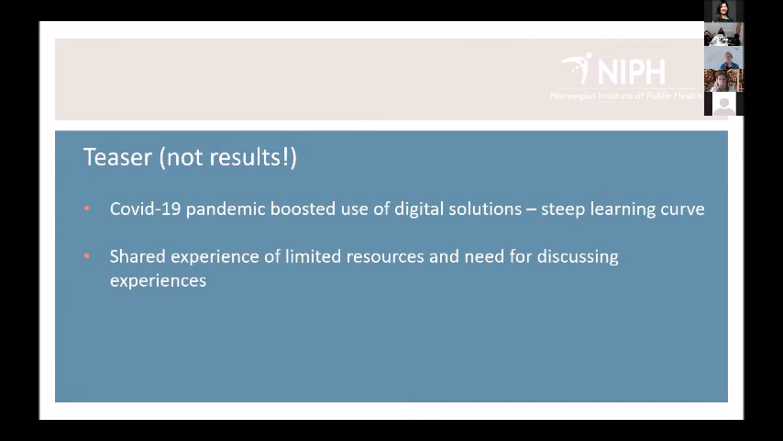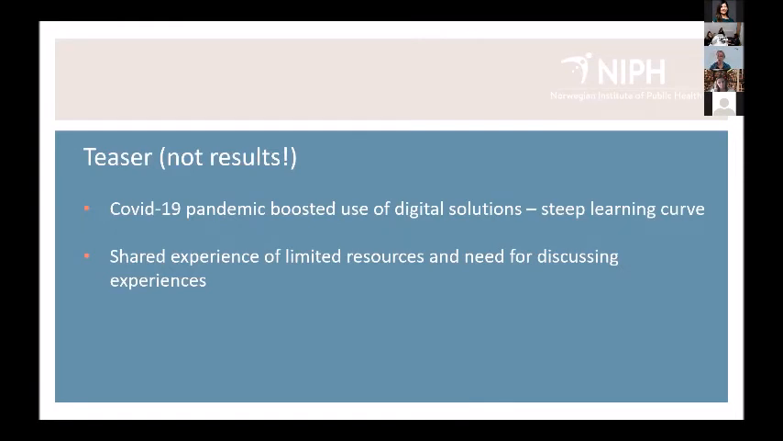What we clearly see, also from the presentation we just had from Generation Scotland, is that the COVID-19 pandemic seems to have boosted the use of digital solutions, and the cohorts have been reporting that this has been a very steep learning curve. And finally, the cohorts are reporting that all of them, or most of them, experience limited resources in terms of participant engagement. They are very interested in discussing experiences. So this is really based on our first impressions.